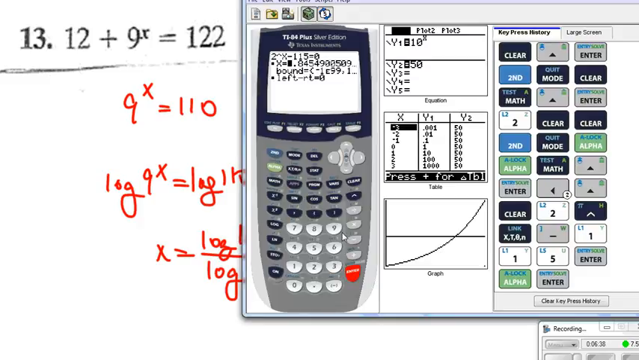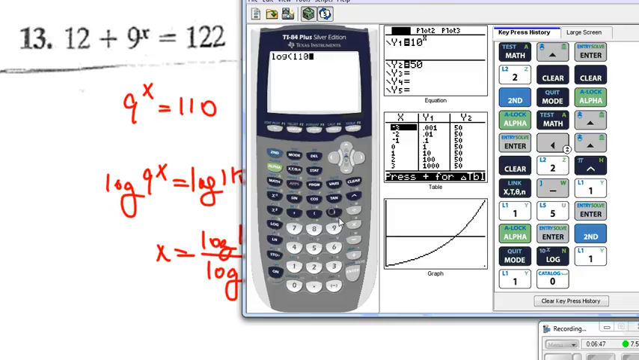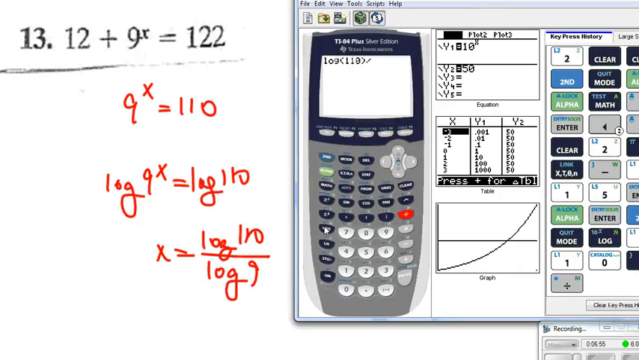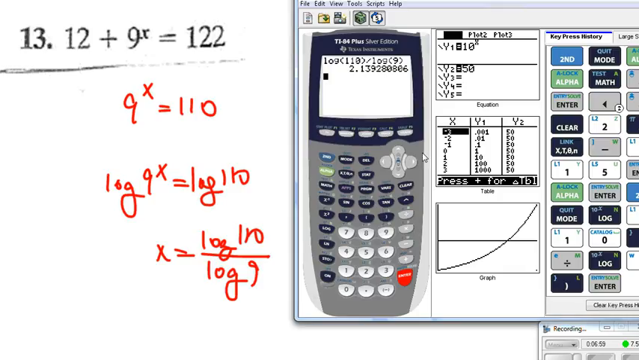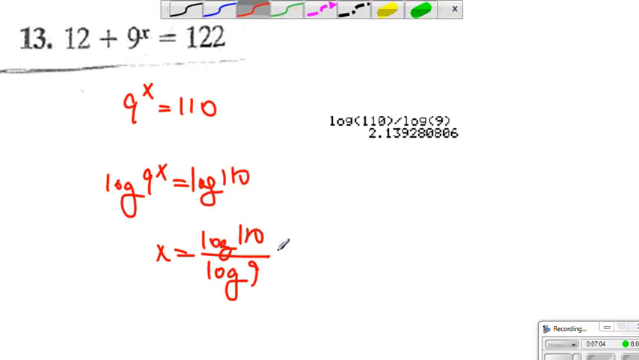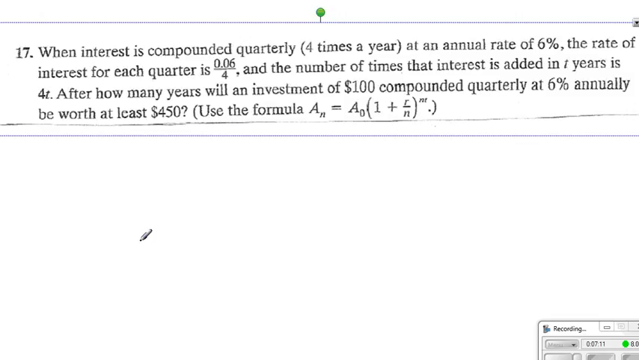Using our calculator, log of 110 divided by log of 9. And we end up getting this answer right over here. So therefore, this will be approximately equal to 2.14. It becomes our answer. All right, number 17.